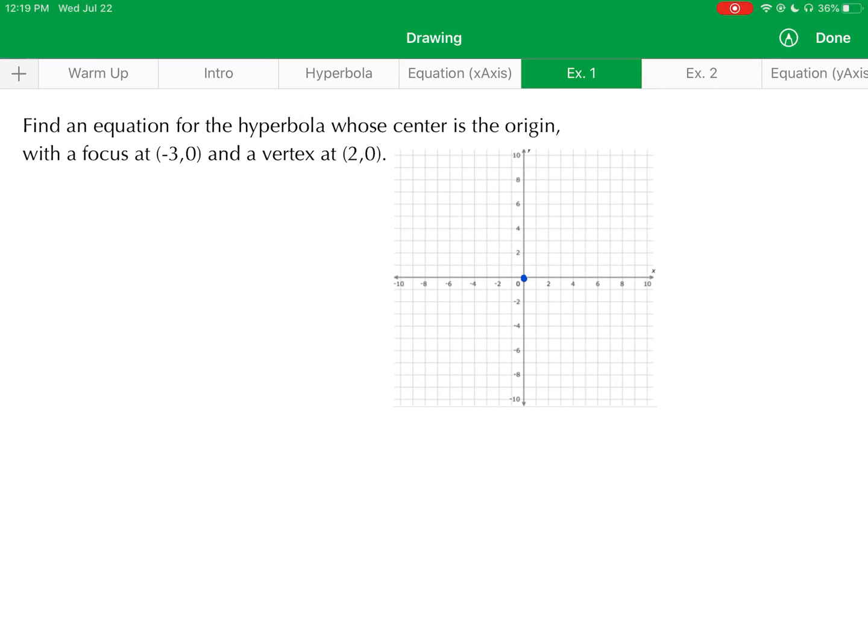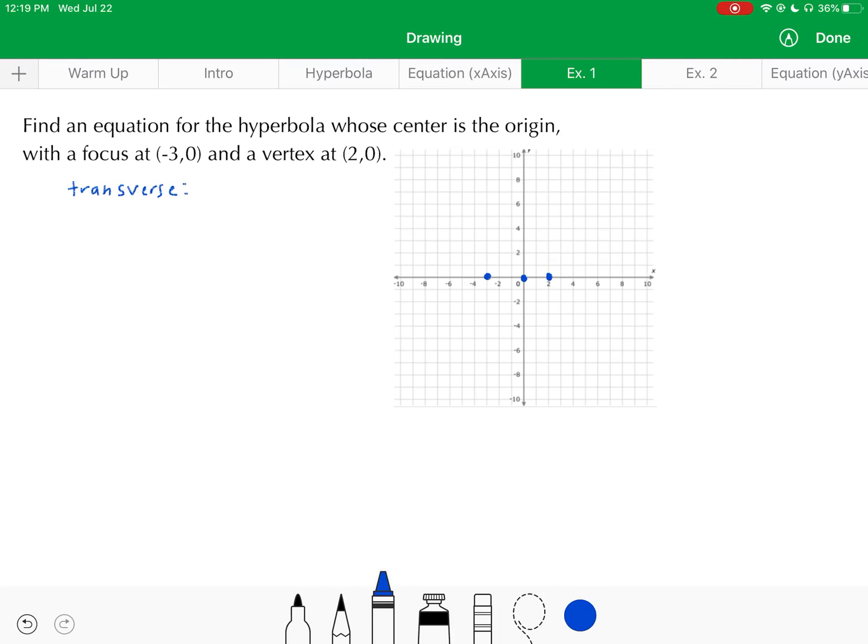So here's your center, here's your focus, and here's a vertex. So notice that all of those are lining up along the x-axis. That's my transverse axis. Okay. My A value is 2 units, distance from center to the vertex. That'll lead me to my other vertex at -2, 0. My C value is 3, distance from center to my focus point, and that leads me to my other focus point at +3, 0. All right.